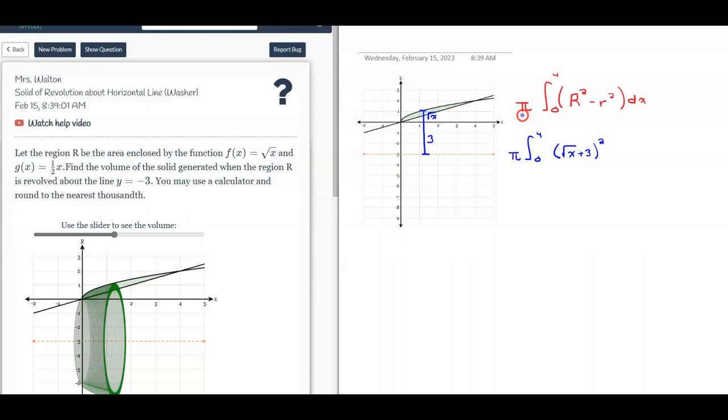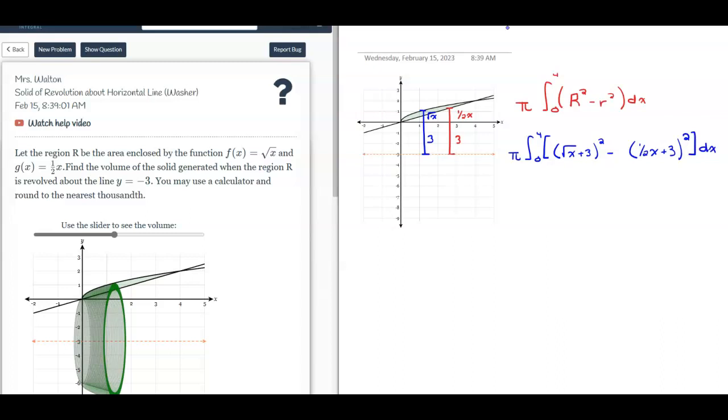So then for our inner radius, it is the distance from here to here. Same thing, this is our constant 3. This distance right here is 1/2 of x. So minus 1/2 of x plus 3, squared. And finally, we are taking this with respect to x, so dx.